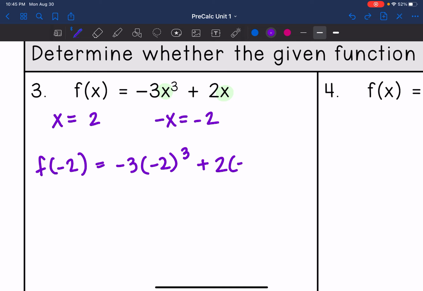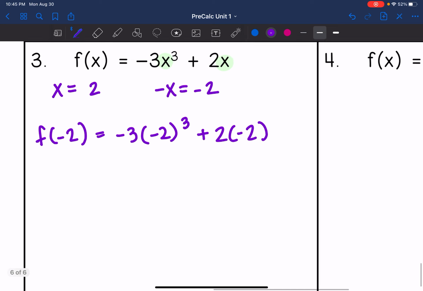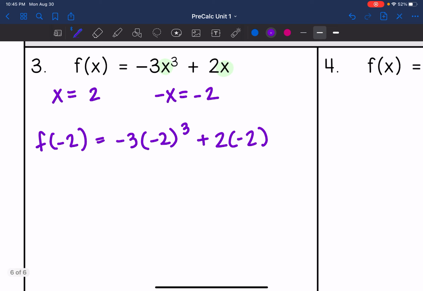That looks like a z. Let me fix that. Okay. I want to calculate how much this exactly is. So we're going to start with our exponents. Since that is to the third power, that means I need to get negative 2 and multiply it 3 times. And then that second part kind of stays the same.